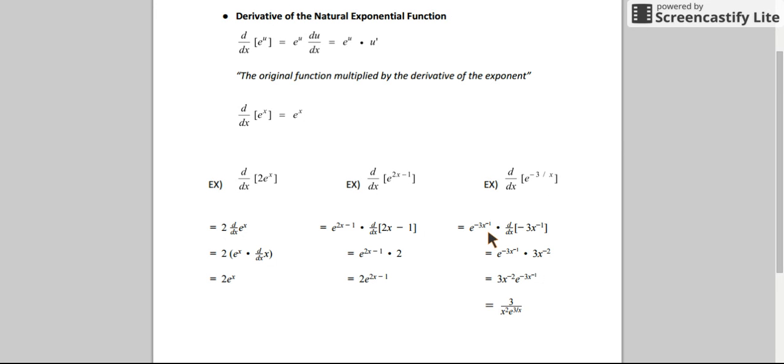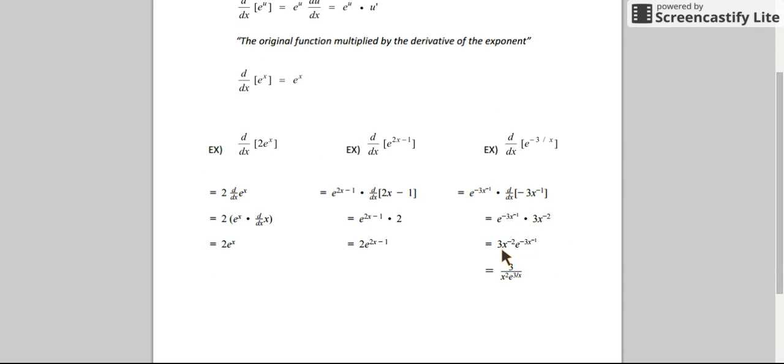Then when I find my derivative, I'm multiplying by the original and the derivative of the exponent. So the derivative of negative 3 x to the negative 1 power is 3x to the negative 2 power, and we can just put everything back together. I can rewrite it all on one level using negative exponents. So 3 times x to the negative 2 times e to the negative 3x to the negative 1 power. Or we could take our negative exponents and rewrite them using a fraction form.